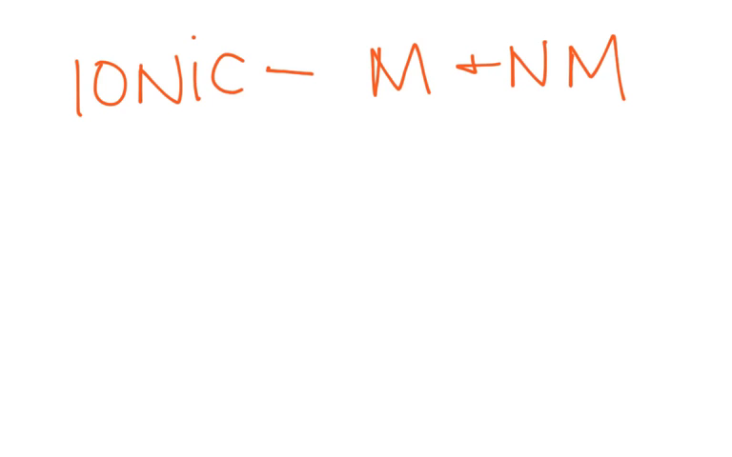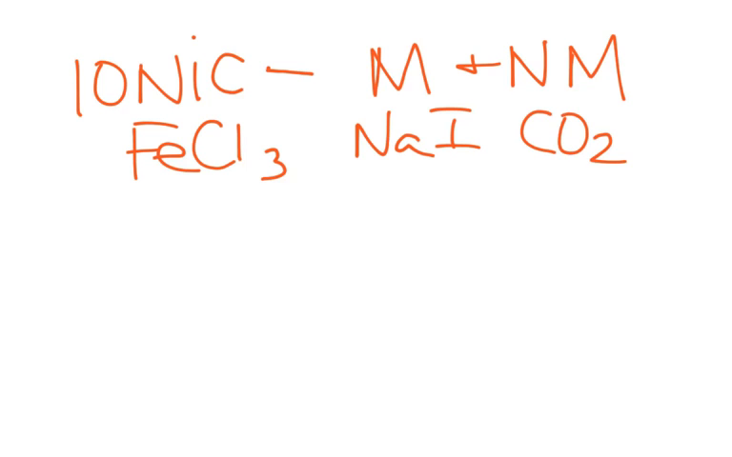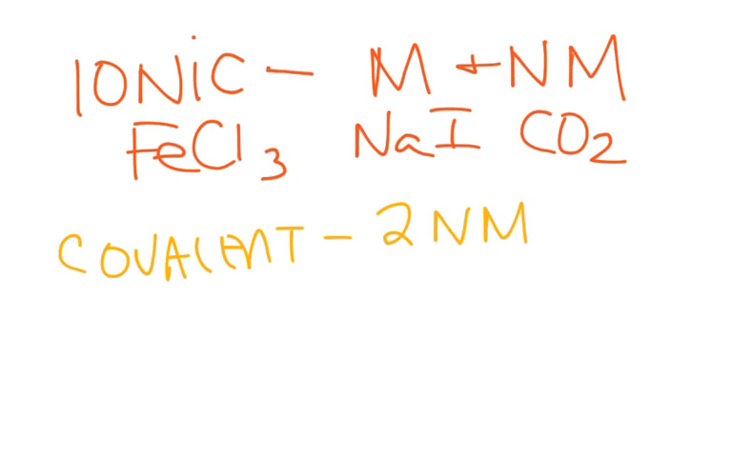So very, very simply, we've talked about how to do this with electronegativity, but we're going to go back to simplicity. Ionic compounds are made of a metal and a nonmetal. So if you're given a list of compounds, FeCl3, NaI, CO2, and you're asked which is ionic, which is covalent: ionics are a metal and a nonmetal. Covalent, if you remember, are going to be either two nonmetals or a nonmetal and that special guy known as hydrogen.